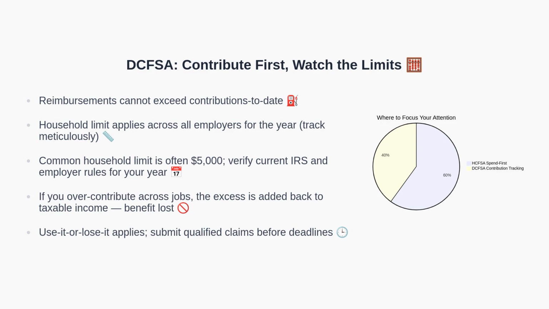Now let's turn to the Dependent Care FSA. Here, reimbursements are limited to what you have contributed so far, so you cannot draw the full annual election on day one. The annual limit applies per household across the entire year and across all employers. A commonly cited federal limit is around $5,000, but always verify your current year IRS limit and your employer's plan communications. If you exceed the allowed household limit when combining contributions from multiple jobs, the excess will be added back to taxable income, which negates the benefit. Therefore, track contributions carefully and ensure you have eligible dependent care expenses and submit claims before the plan's deadlines.